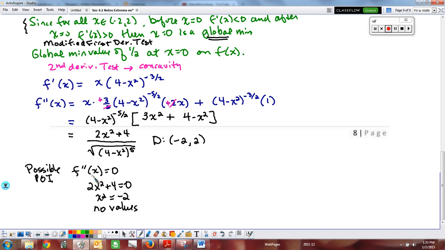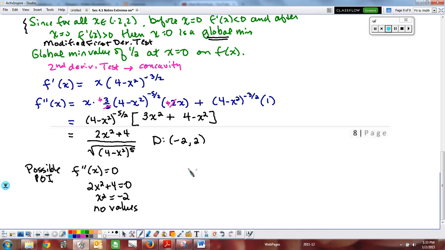Because this is going to tell us where the first derivative is going to switch from increasing to decreasing, which is telling me where concavity on the original function is switching from concave up to concave down. So that's a possible point of inflection. So we have no points of inflection.